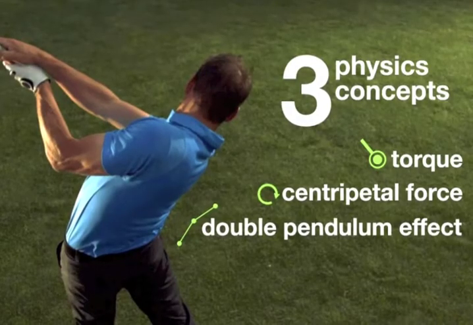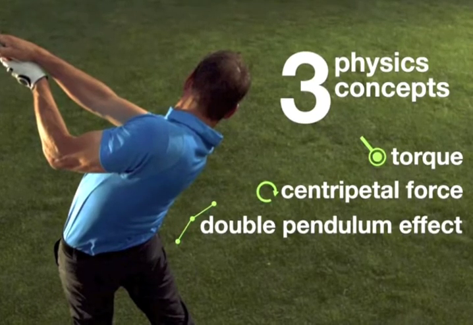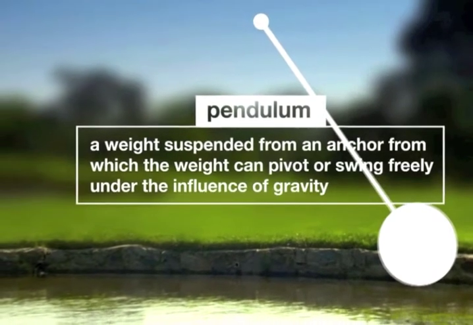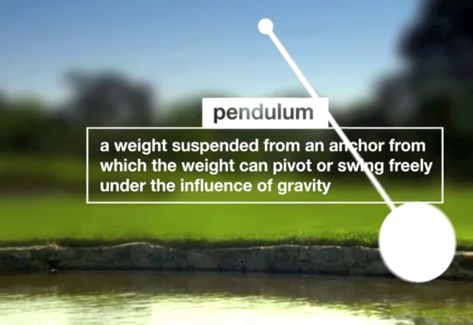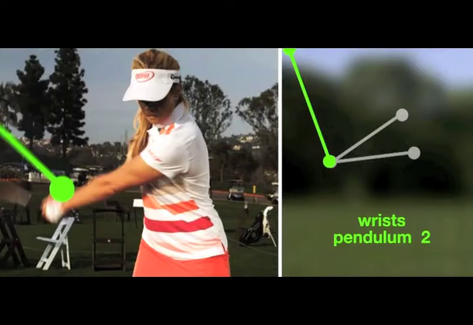There are three main physics concepts that apply to driving: double pendulum effect, torque, and centripetal force. A pendulum is a weight suspended from an anchor from which the weight can pivot or swing freely under the influence of gravity. A double pendulum consists of one pendulum tacked on to the end of another. The upper pendulum swings from a fixed pivot point, and a lower pendulum swings from the end of the upper one. In golf, the equivalent components are the shoulders, acting as the fixed pivot, the arms and hands, the upper pendulum, and the club shaft and club head, the lower pendulum.